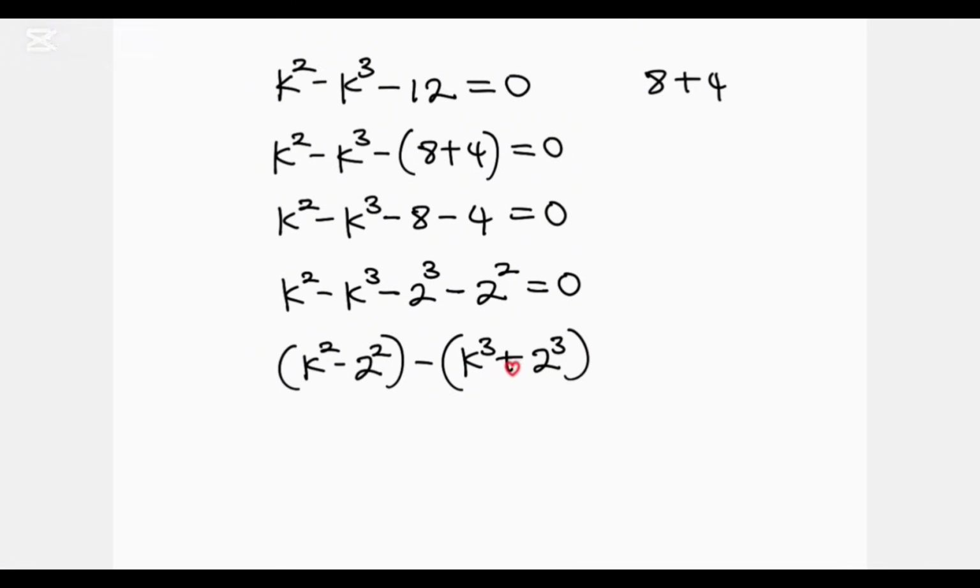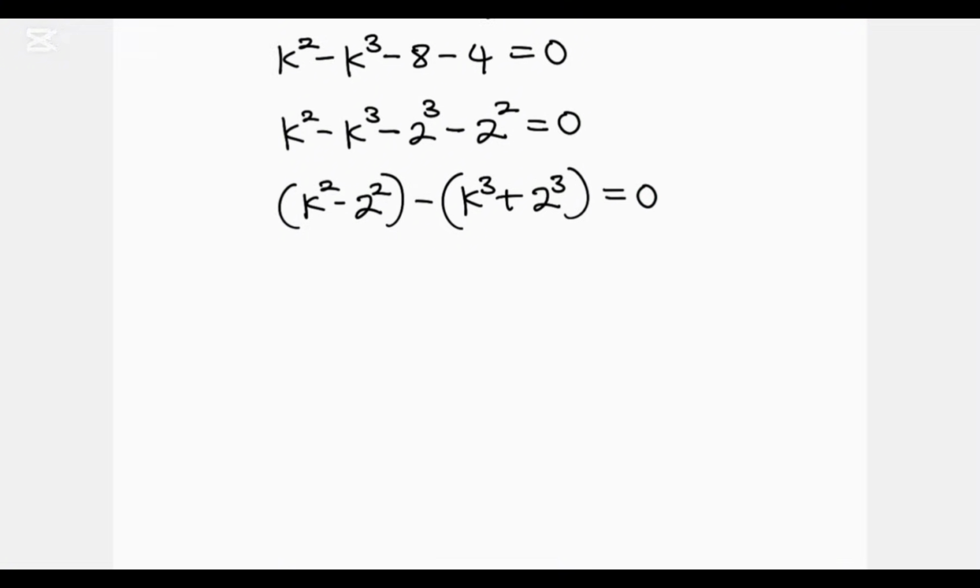Now there is a plus sign here because when I open up this parenthesis, negative times positive will give back this negative. So it is still correct. And this is equal to 0. Very good. Now notice that on this first parenthesis, we have a difference of 2 squares. Then in the second parenthesis, we have a sum of 2 cubes.